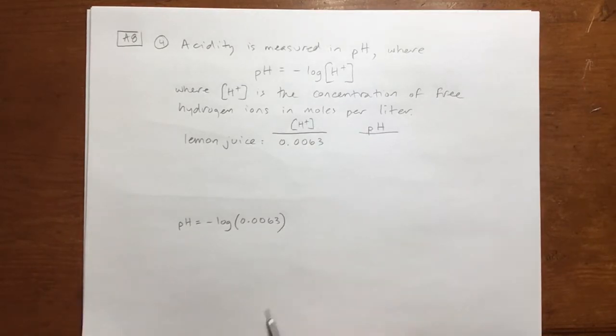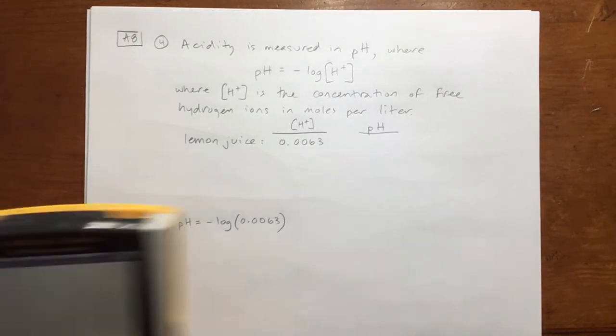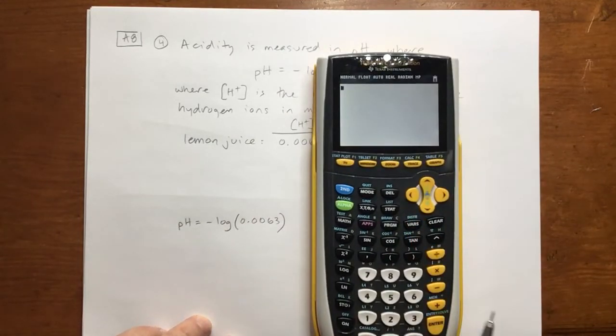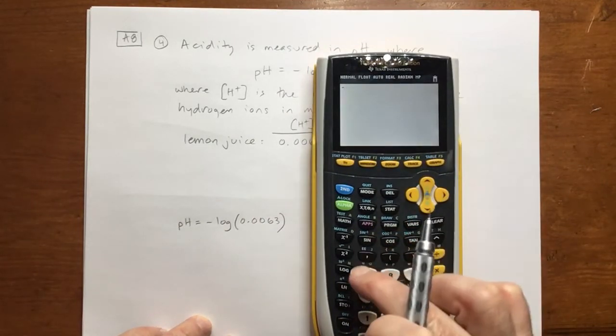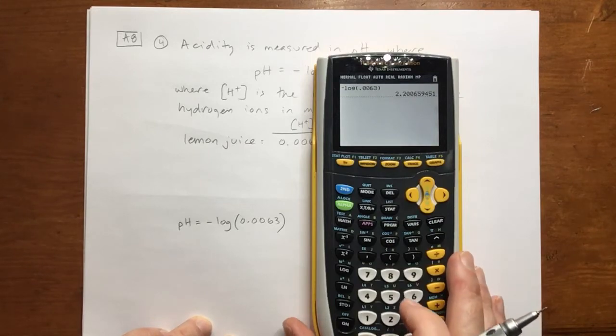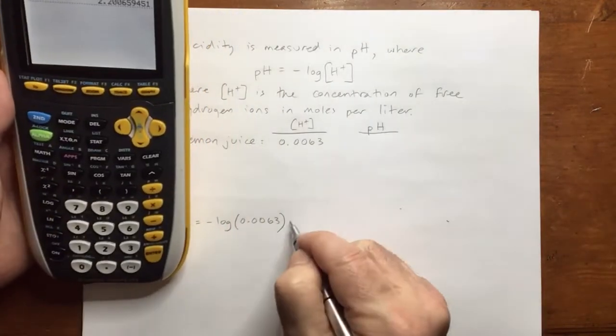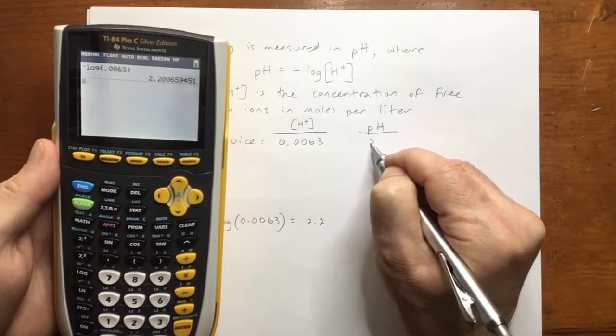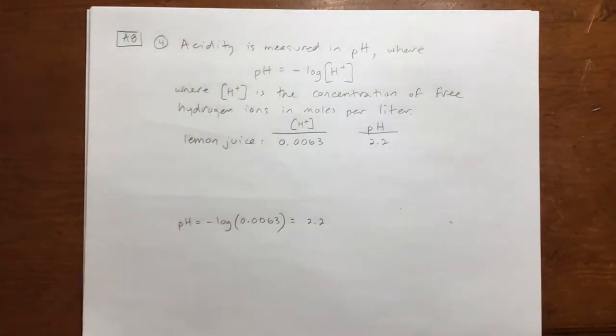So now we have to get our calculators out. And I want to remember the negative, and then I have to hit log, and then 0.0063, enter. So quite a low pH. So 2.2, I'll say, and there's the beginning of my table.